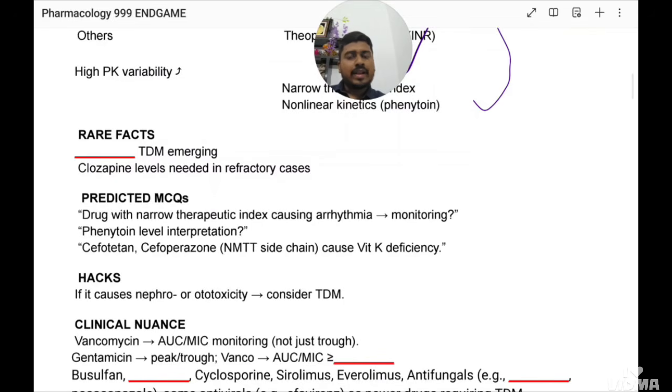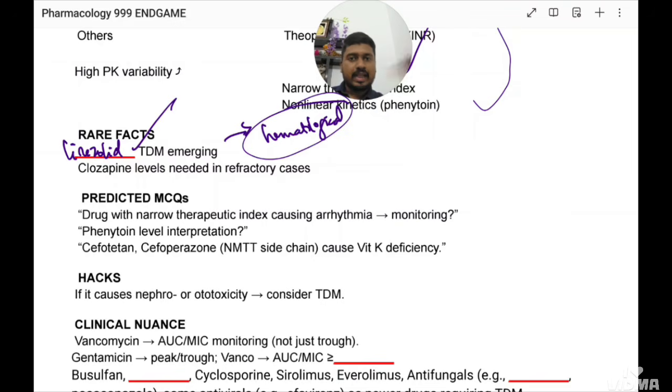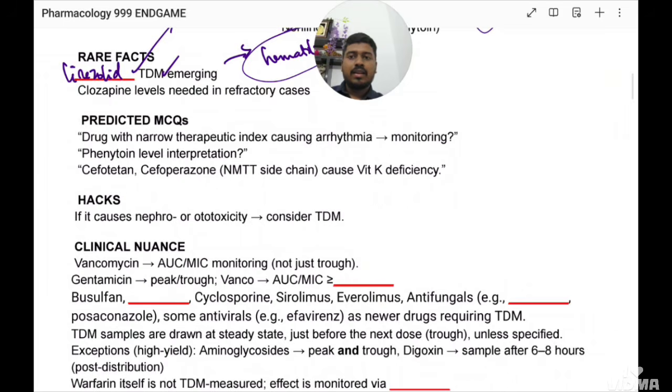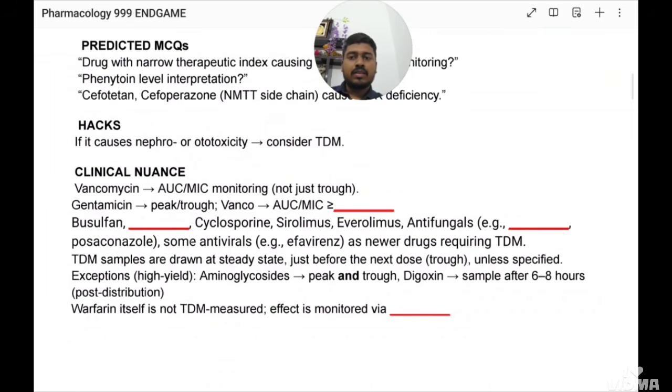New therapeutic drug monitoring is emerging for one antibiotic, that is linezolid. In linezolid it was observed recently, this is a recent update, that some hematological parameters were deranged. So that's why linezolid is a new drug which has got therapeutic drug monitoring. Next, vancomycin: AUC by MIC more than 400 means therapeutic levels have been reached.